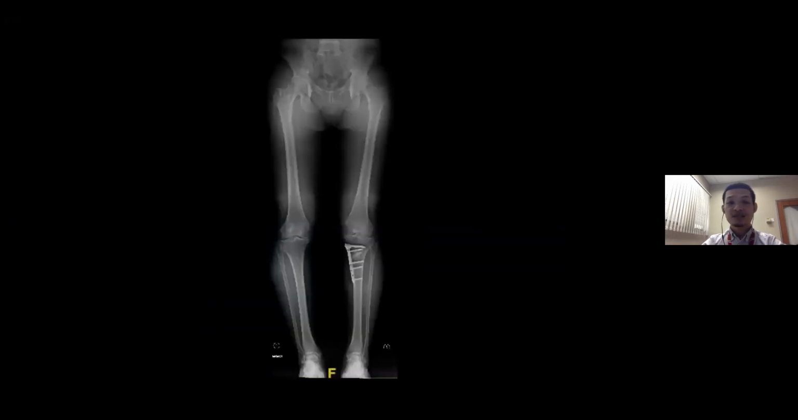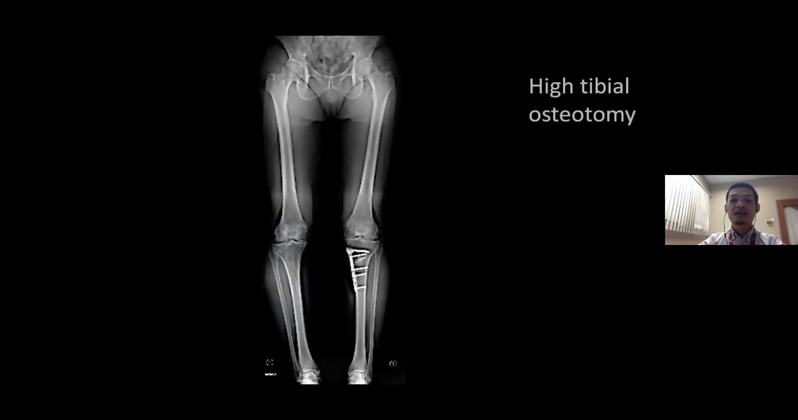This is the next patient. As you can see, on the left side, something has been done, because he has deformity on both sides. So on the left side, the load is equal on both the medial and lateral sides, whereas on the right side, the load is more concentrated over the medial side.